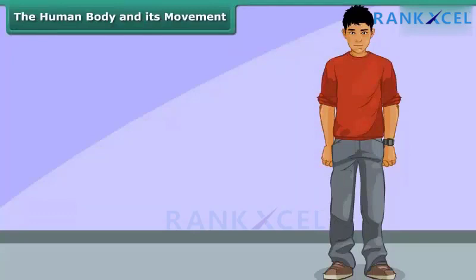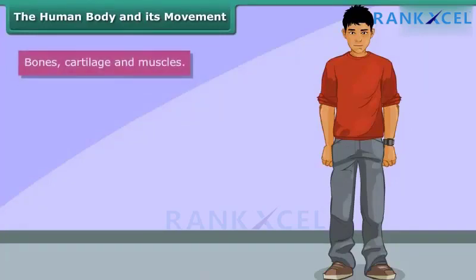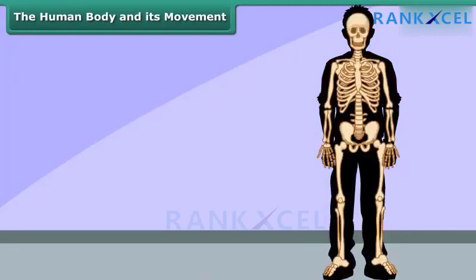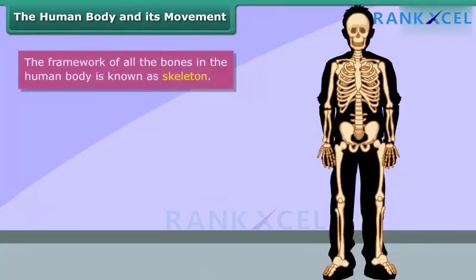The human body and its movement. As we already know, the shape of our body is due to the presence of bones, cartilage and muscles. There are 206 bones in the human body. The framework of all the bones in the human body is known as the skeleton.